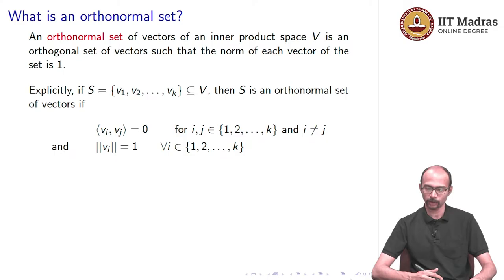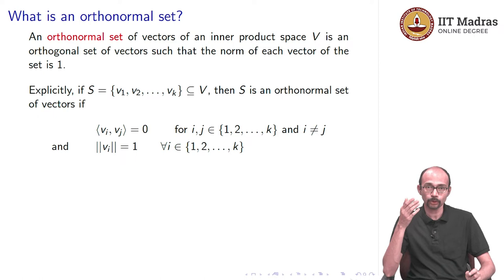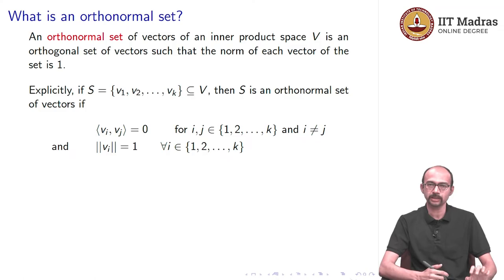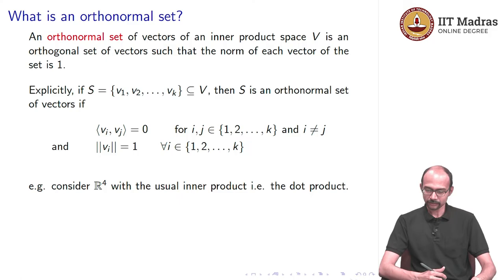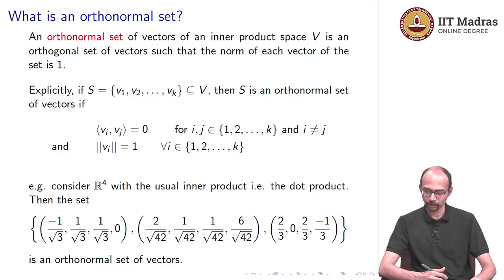Saying that the norm of vi is 1 is the same as saying that the inner product of vi with vi is equal to 1. Here of course we don't take the square root, because the square root of 1 is 1. So if the norm is 1, this is the same as saying the inner product is 1. As an example, let's consider R4 with the usual inner product, that's the dot product. Then the set of vectors with entries -1/√3, 1/√3, 1/√3, 0; 2/√42, 1/√42, 1/√42, 6/√42; and 2/3, 0, 2/3, -1/3 is an orthonormal set of vectors.